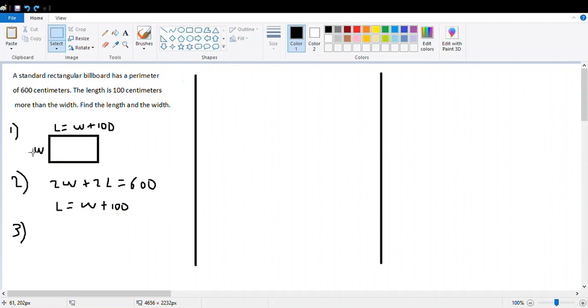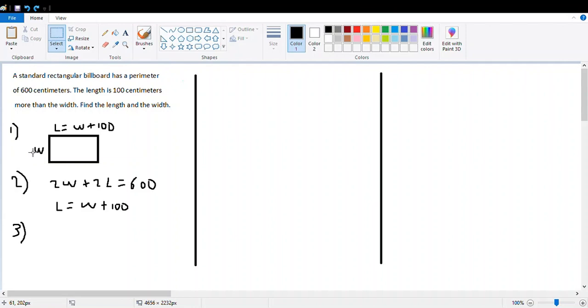Step number 3. Step number 3 is solve. Now we have to solve this system of linear equations. We have many options to solve a system of linear equations. In this case, I'm going to show you how we can use substitution to solve this system of linear equations.